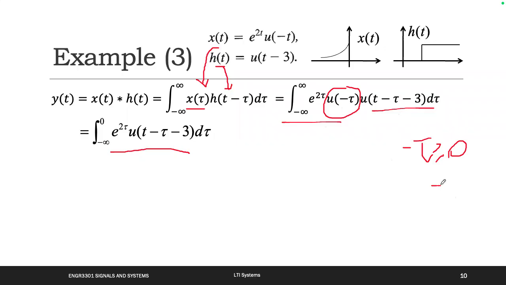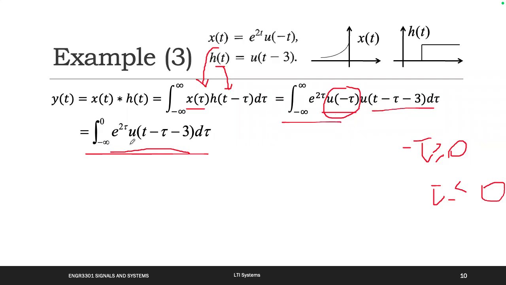So which means tau should be smaller than or equal to 0, am I right? So this term will be 1, otherwise it will be 0. This is why this equation works, because this is tau's range. It should be smaller than or equal to 0, and then this term will be removed. That makes sense to you?